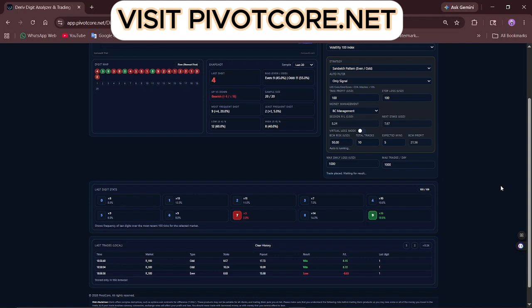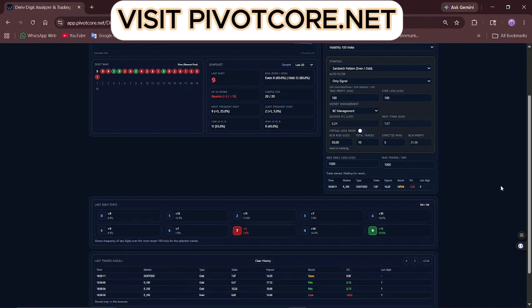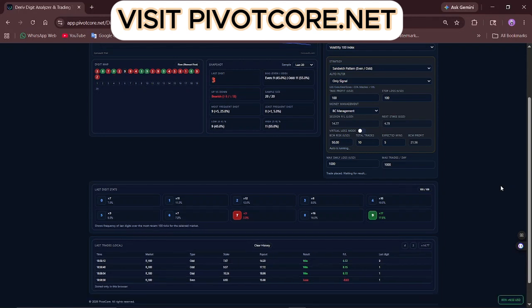Whether you are a beginner trying to understand automated trading or a seasoned Deriv trader looking to optimize your daily routine, this platform delivers the consistency you've been looking for. There you have it. 10 trades, 5 perfect wins, and a completely stress-free trading session thanks to PivotCore.net.